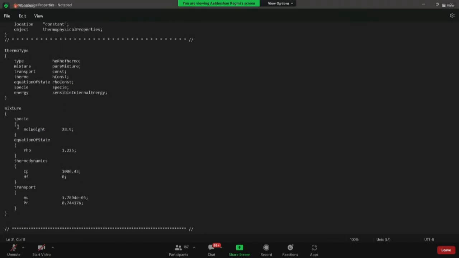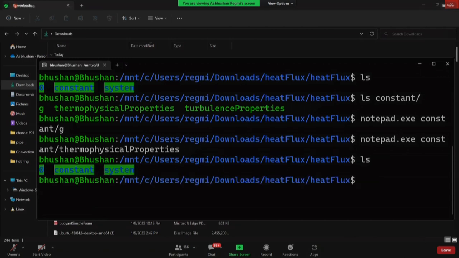And these are just the properties of our mixture. So molecular weight is 28.9, this is of air, and density is 1.225. We are using constant density here in our equation of state. If you were to use Boussinesq approximation, then we would also need to provide rho0, and along with the rho0, the temperature and the value of beta over here. And in thermodynamics, we are providing Cp, specific heat, and then heat of formation, which is 0 in our case. And this is the viscosity, and this is the Prandtl number. Now, let's look at our turbulence properties.